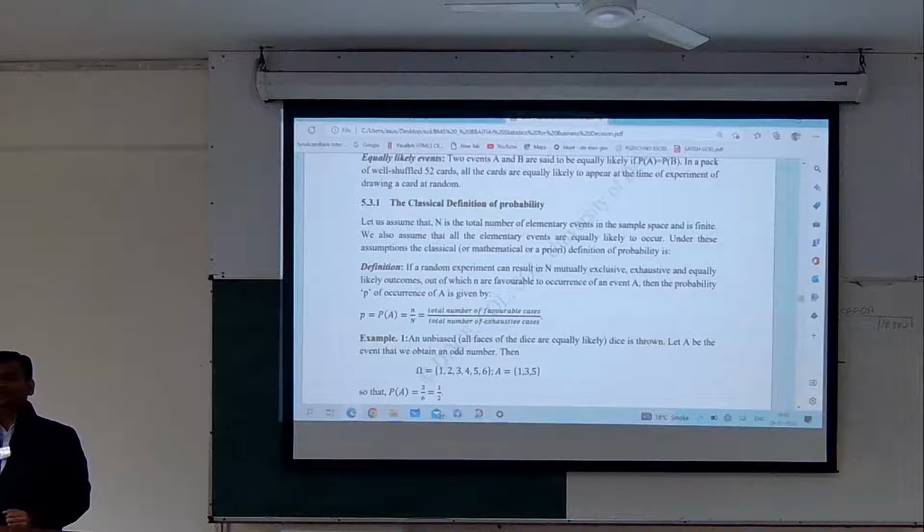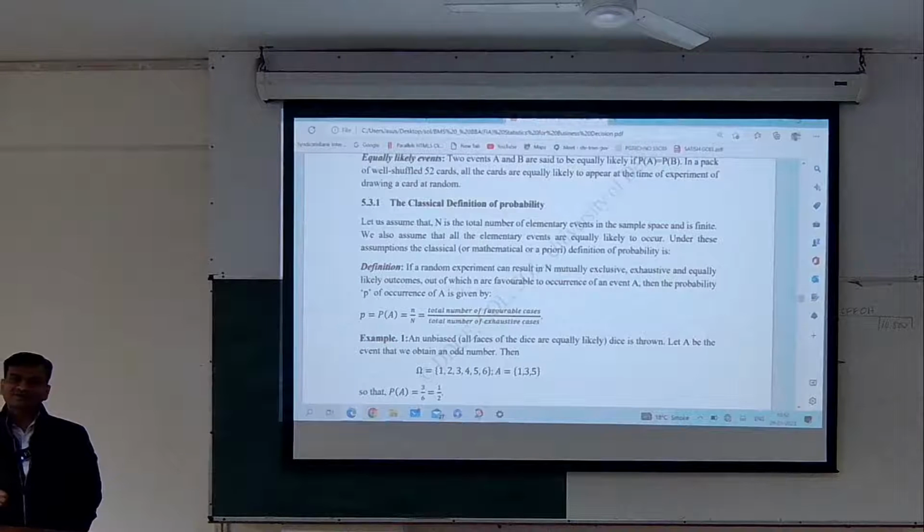Like in the case of cards, if we take the example, total possible cases are 52. If you roll a die, total possibilities are 6 only. Okay, so all the possibilities you should explore here. So this is the classical definition and these are the assumptions: there should not be an infinite number of possibilities. If your n is infinite, then this definition fails.